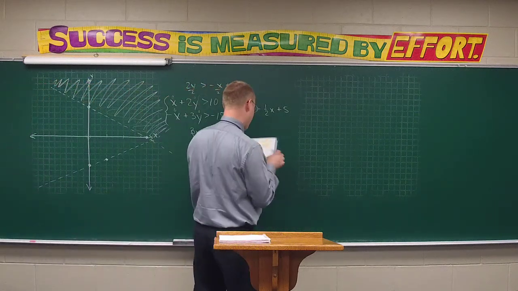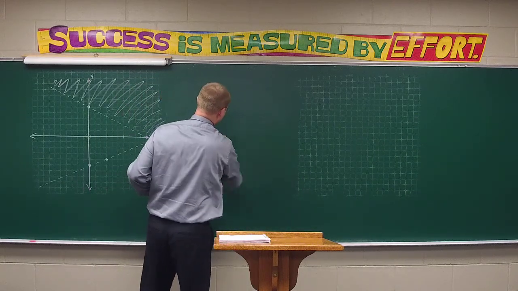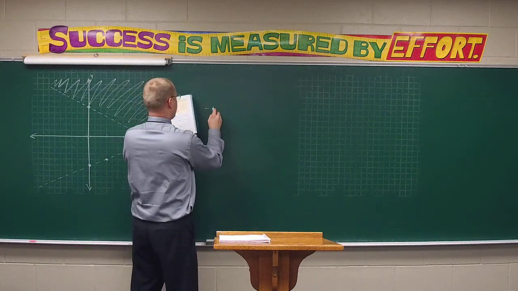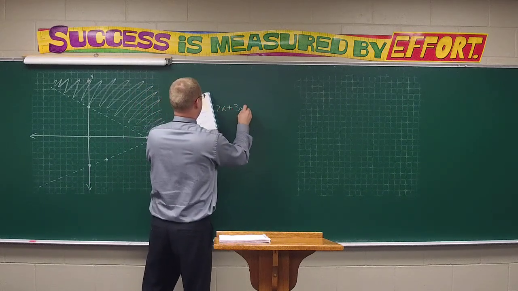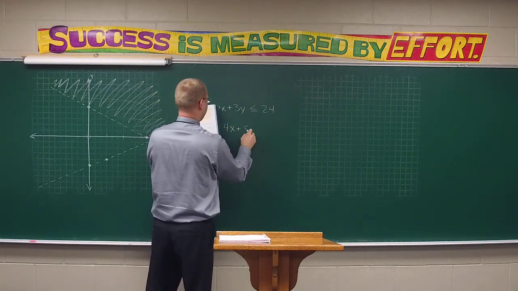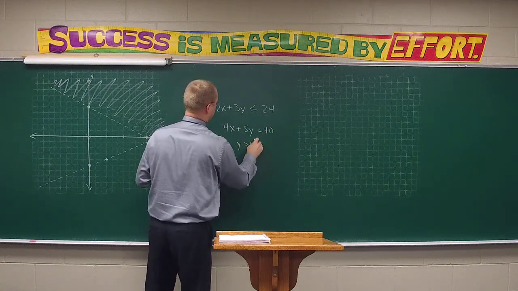Let's take a look at the next one, number 8. For this one, we had 3 linear equations, so presumably looking for a triangle to be formed by these 3 lines. We have negative 12x plus 3y is less than or equal to 24. We had 4x plus 5y is less than 40, and y is greater than 4.